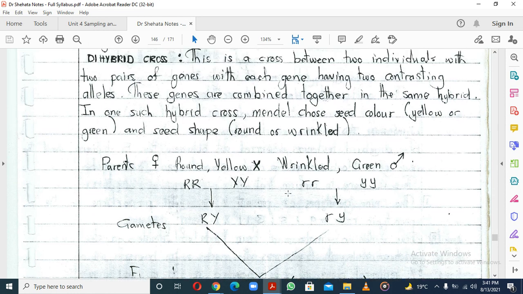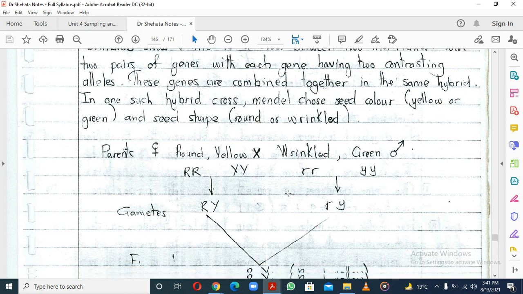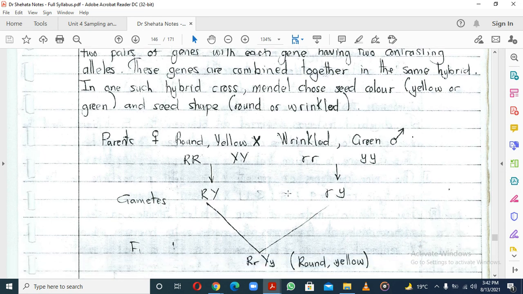So that's why they're not just going to be one, but they've written capital RY on the left and lowercase ry, just to show that the other gametes are going to be the same. So there is no reason to really bring everything up. That's really the key thing there.